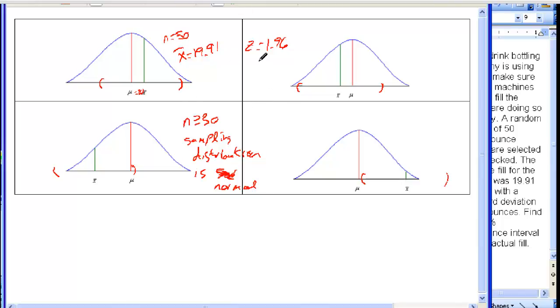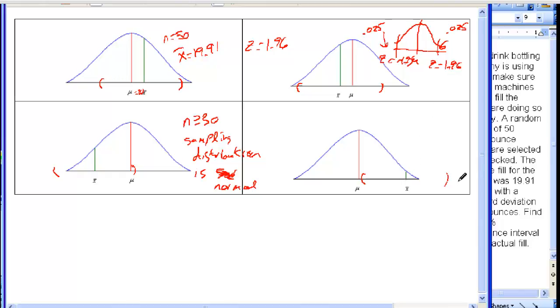In other words, if I've got a normal curve, the population mean here, with a Z equal to 1.96, and then a Z equal to minus 1.96, I'd have 0.025 of the area out in the left tail and 0.025 up here in the right tail.